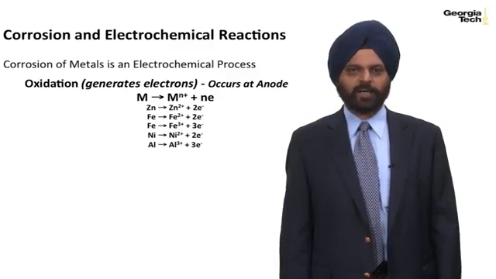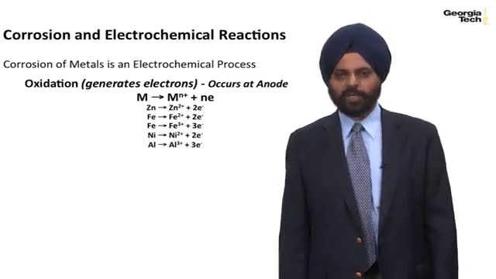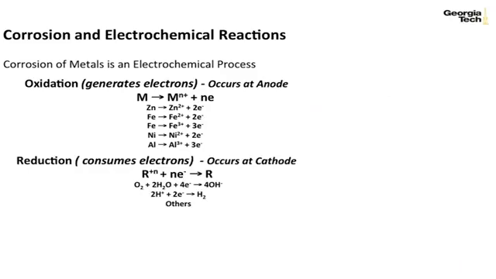Now, once these electrons are released, they have to be consumed. That happens on the cathode surface, and that process is called reduction, or consumption of electrons. In this process, the oxidizer will consume those electrons and get reduced. A typical example is that dissolved oxygen in water may consume 4 electrons, giving 4 hydroxyl ions, or protons, which are available in any aqueous medium or acid, may consume electrons, giving hydrogen gas in the process.